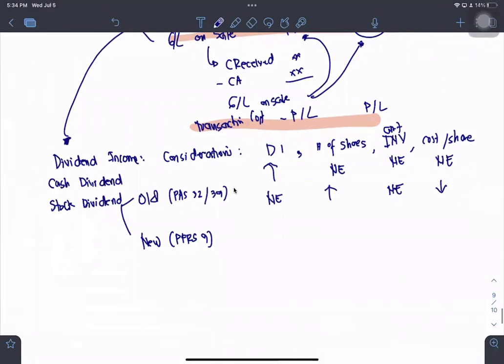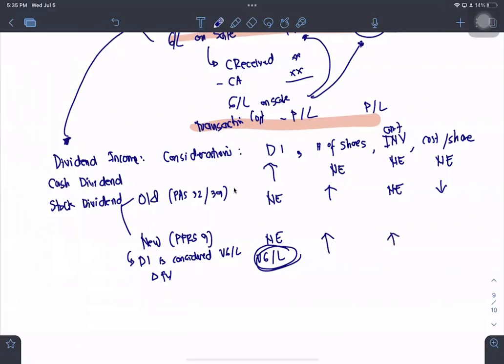Next, under the new or PFRS 9, the dividend is considered as unrealized gain or loss on changes in fair value. Therefore, is it a dividend income? No effect. But it is considered as unrealized gain or loss, depending on whether it is TPL or TOCI. Your number of shares will increase because of the stock dividend, while the amount of investment will also increase because you account for the changes in fair value. Sir, what is our entry there? Financial asset at FVTPL or FVTOCI and a credit to unrealized gain or loss.